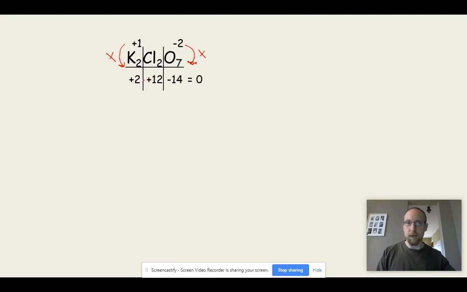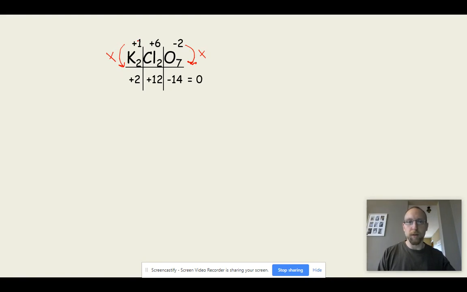All right, but now you're not done. Don't forget to distribute that charge amongst the individual atoms. So there's 2 chlorines. So +12, we got to distribute that amongst the 2 chlorines. So remember, if we multiply on our way down, we're going to divide on our way back up. So +12 divided by 2 gives me +6. So chlorine gets the +6 charge, okay? So now that's what you're going to use for your oxidation state.